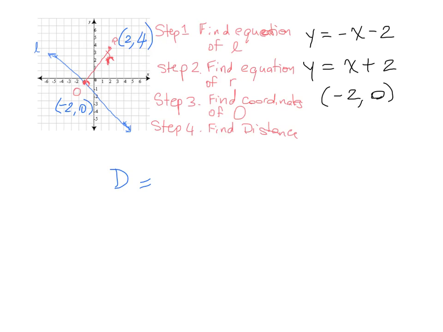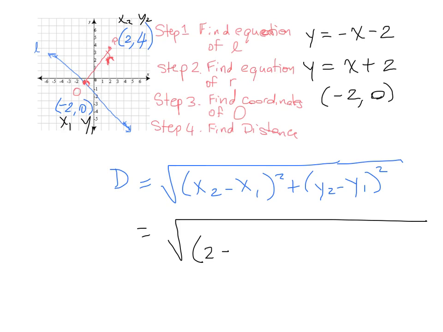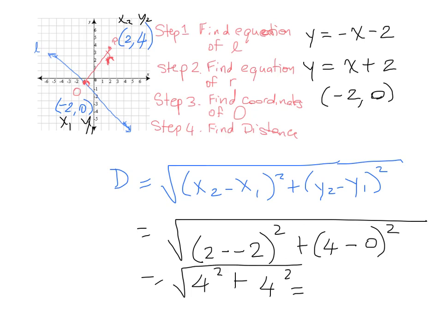So we know that D, according to the distance formula, is equal to the square root of (x2 minus x1) squared plus (y2 minus y1) squared. We can number and name these points. We can make this x2, y2, and this x1, y1, and plug into our distance formula. So we have x2 as 2 minus x1 as -2, squared, plus y2 as 4 minus y1 as 0, squared. That gives us 4 squared plus 4 squared, square rooted, which gives us the square root of 16 plus 16, the square root of 32.